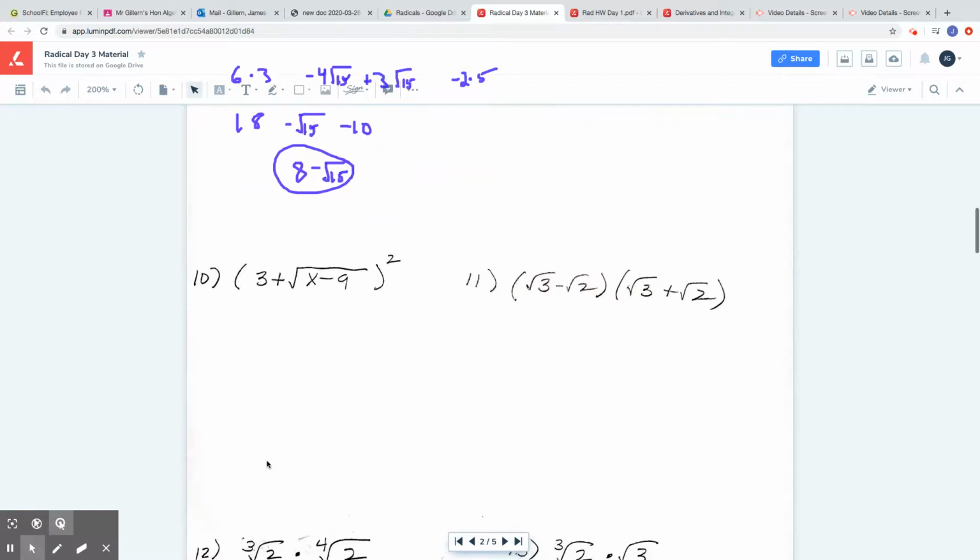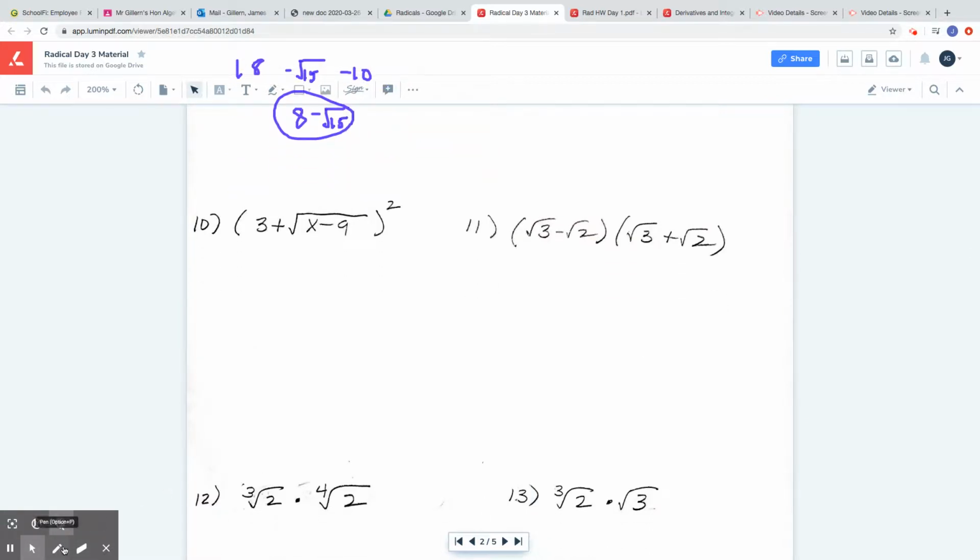Move down here. All right, squaring. 2 terms, we're squaring them. Same thing. Just do the trick we normally do, which is square this, which is 9. Multiply this and double it. So if I multiply 3 times root x minus 9, it's 3 root x minus 9. Double it, becomes 6 root x minus 9.